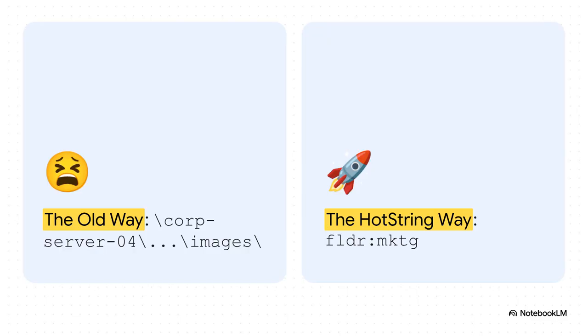So instead of typing out that monstrous file path or clicking your way there 10 times a day, just imagine this. You type a simple shortcut, something like FLDR/MTG, and that entire path just appears instantly in any save or open window. That is a total game changer.